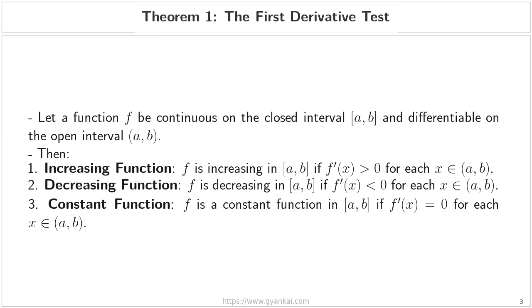Finally, the function f is a constant function on the closed interval from a to b if the first derivative, f prime of x, is equal to 0 for every x in the open interval from a to b. This describes a scenario where the graph is a perfectly horizontal line. While these formal definitions are essential for your exams, they can feel a bit abstract. To help you visualize this, I will use a real-world analogy involving a mountain hiker in the next slide.